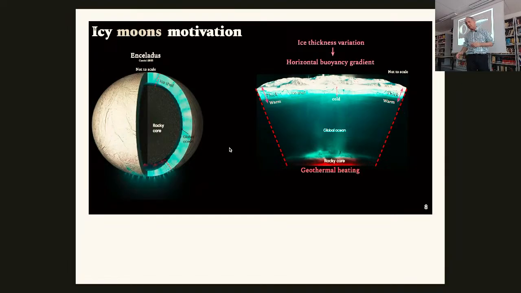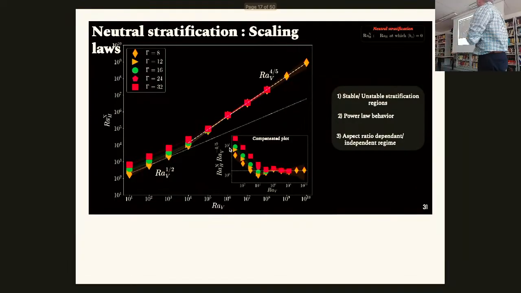So this was a simple conceptual paper to try and understand what happens. So these are the results of these 2D numerical experiments. And you take a vertical Rayleigh number.